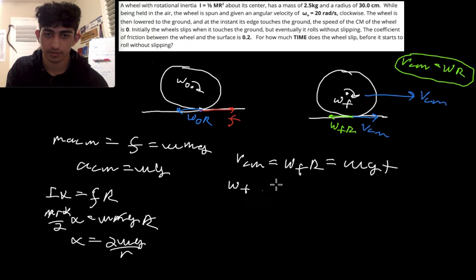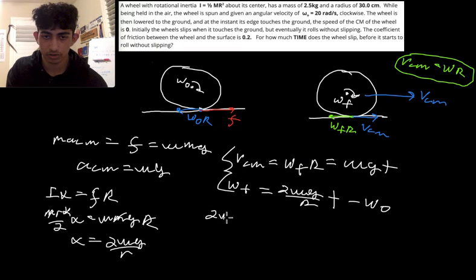Then we have the final angular velocity, which will be given by alpha t, which is 2 mu g over r times t. However, we also have this initial angular velocity. And since we're saying that clockwise is negative, counterclockwise is positive, we can say minus omega naught. So now you have your system of equations. You have two unknowns, omega final and t. So you can start doing some cool and epic algebra.